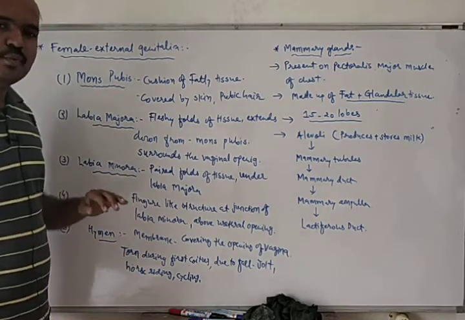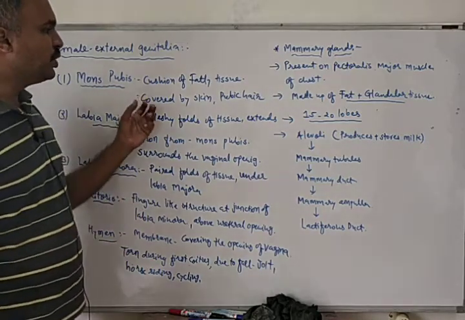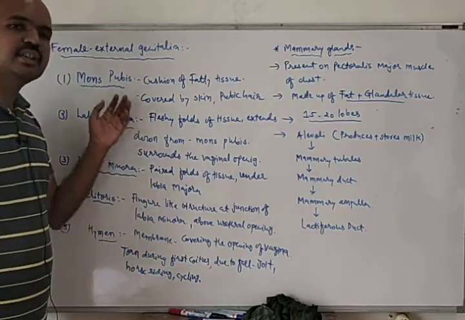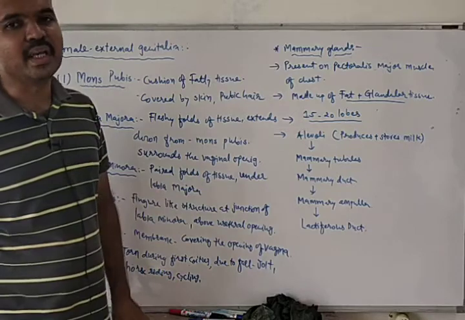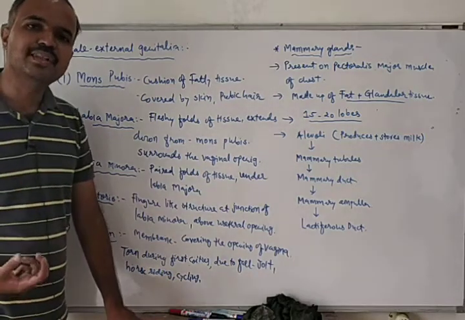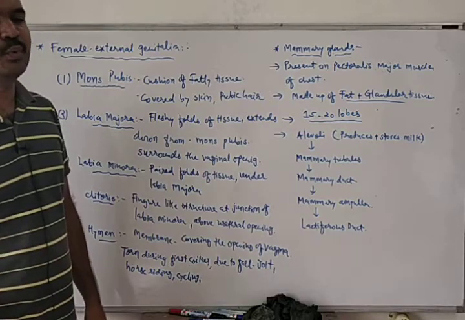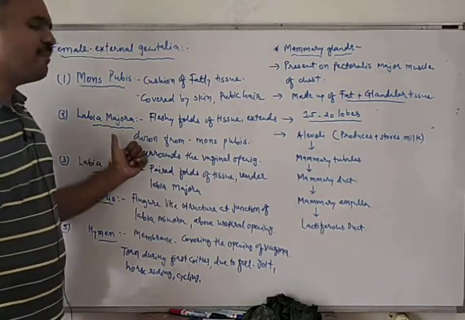So what is mons pubis? Mons pubis is a cushion of fatty tissue which is covered by skin as well as pubic hair. Then what is labia majora?